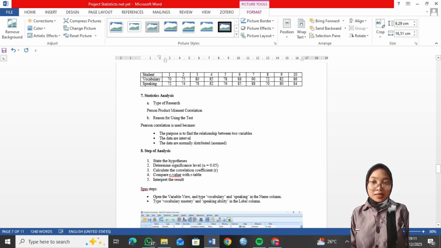And now for the steps of analysis. The first one is state the hypothesis. The second one is determine the significance level alpha, which is 0.05. Third is calculate the correlation coefficient or r. The fourth is compare the r value with the r table. Fifth, interpret the result.